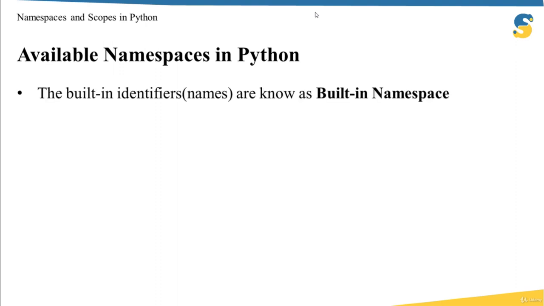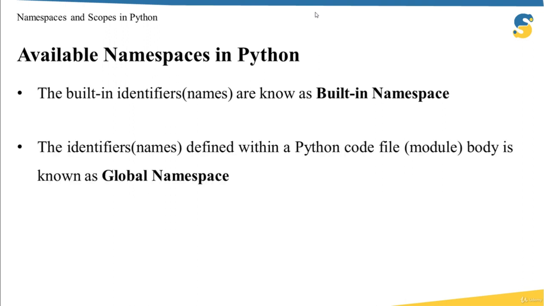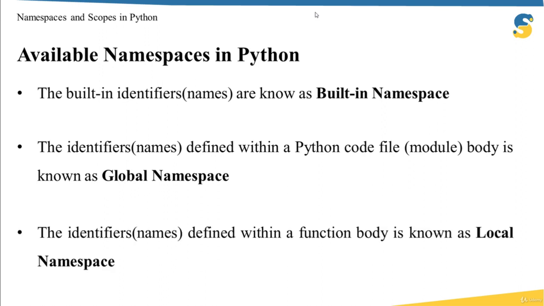The first one is the built-in names, and this is known as the built-in namespace. The built-in namespace has all the names defined by the Python programming language developers, so you can use these names directly without any problem anywhere inside your code. The second namespace we have in Python is the global namespace, which exists for each module you define, and it has all the available names or identifiers defined within that module. The last namespace is known as the local namespace, and this namespace has all the names defined within a function body, which means for each function we have a local namespace.